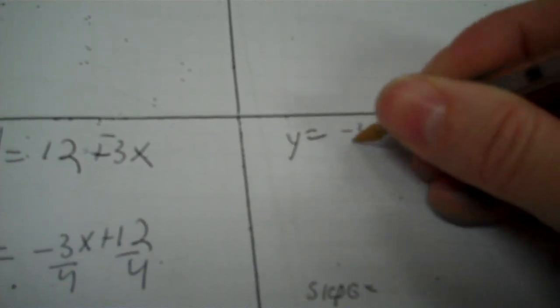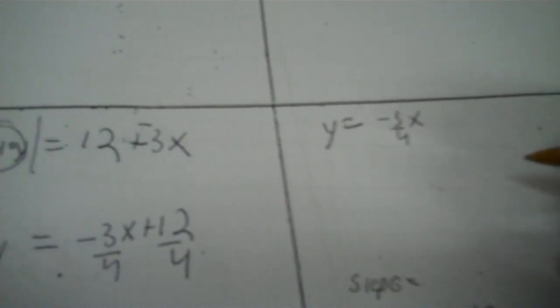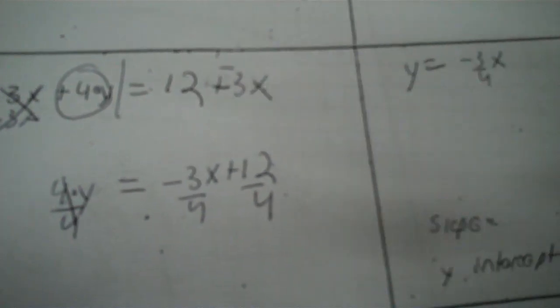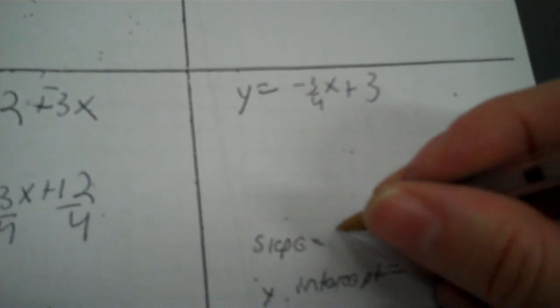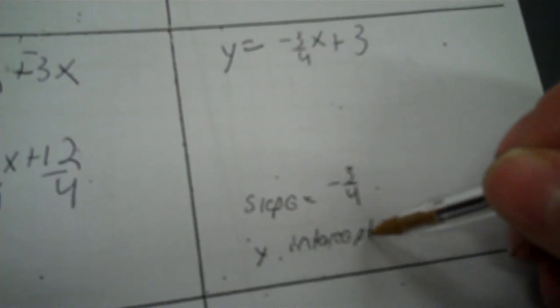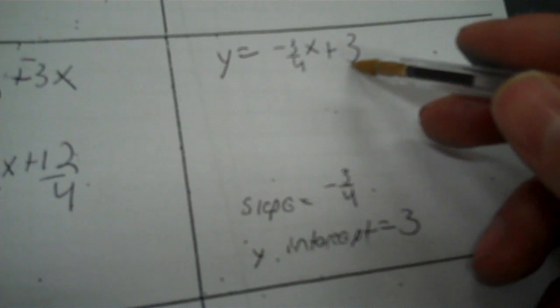So negative 3 divided by 4 is a decimal, so we're going to leave that as a fraction, negative 3/4 x. And then 12 divided by 4 is not a decimal, okay, so that's 3, so plus 3. So now I see my slope is negative 3/4 and my y-intercept is 3. Remember, the y-intercept's the number not multiplied by x.